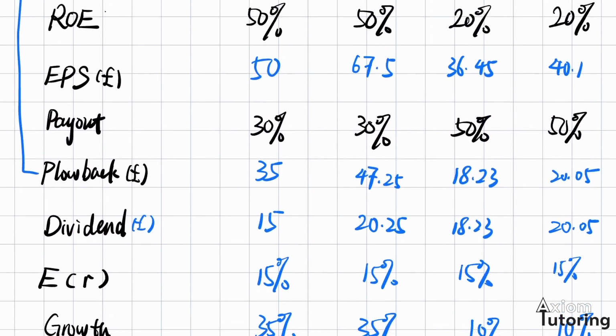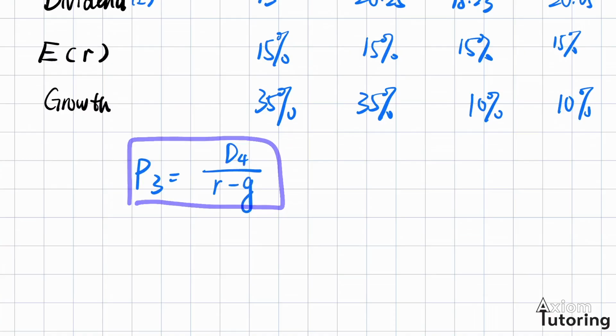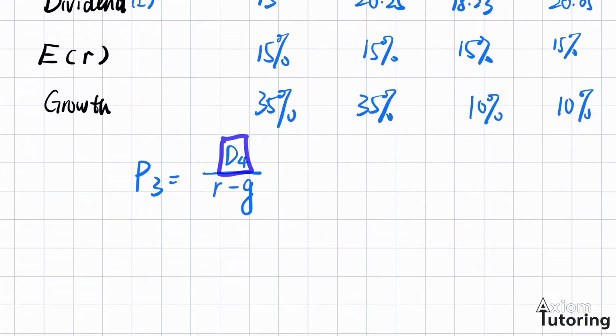Okay, so since we know it's going to grow in perpetuity after the 3rd year, we can use the Gordon growth model, but only for P3, not P0. Okay, so we can calculate P3 by using D4 divided by R minus G. So this is the reason we need 4 years. Remember, when we use the Gordon growth model or the dividend discount model, we always discount the future dividend, not the current dividend. So to know P3, we would need D4 here, right? But P3 is not the final answer. We still need something more.